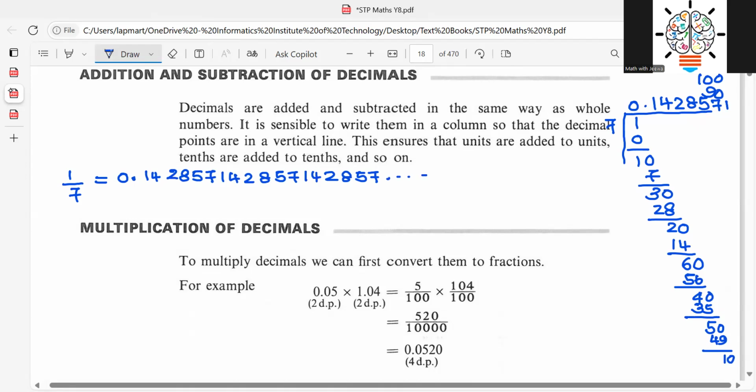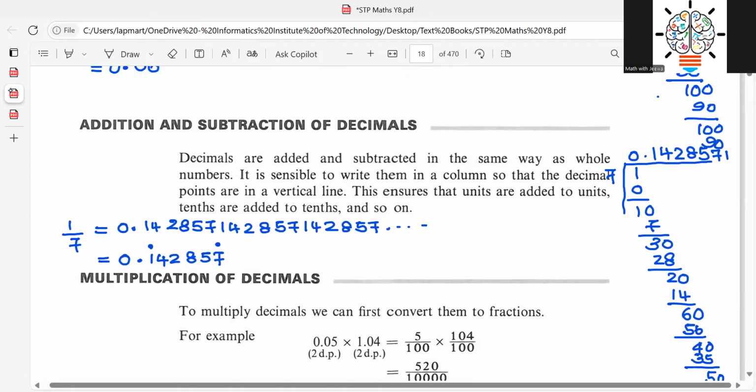What does this mean, children? What is the recurring cluster? 1, 4, 2, 8, 5, 7 is the recurring cluster. You put the dot here, and you put the dot here. We discussed these scenarios: when we have recurring clusters with many digits, we put the dot on top of the first digit and the last digit of the recurring cluster, right? Okay, children, this is all about the homework sums.